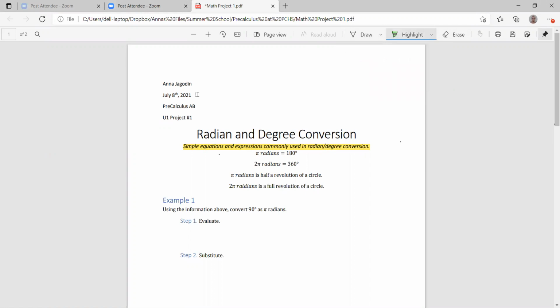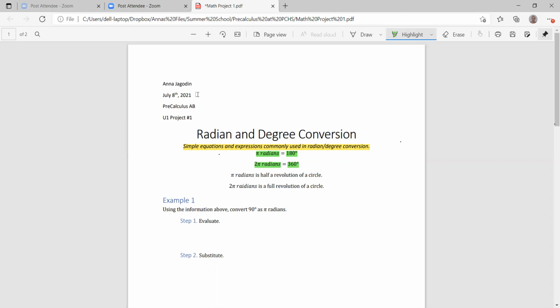first, we have pi radians is equal to 180 degrees. So that is essentially half of a circle. And to reach the full circle, you have to multiply the half by 2. That's why 2 pi radians is equal to 360 degrees.